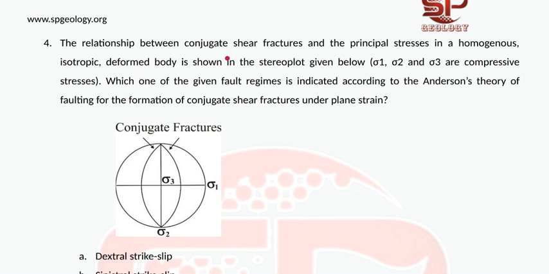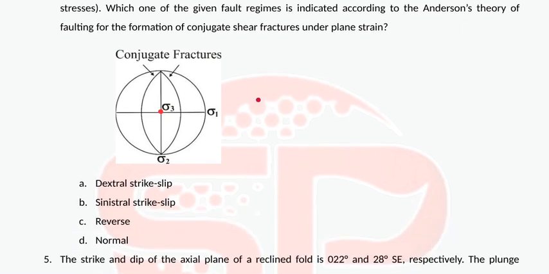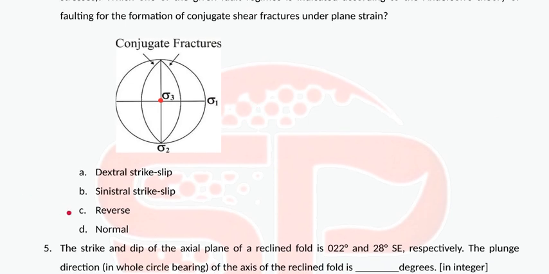The relationship between conjugate shear fractures and the principal stresses in a homogeneous isotropic deformed body is shown in the stereo plot. Sigma 1, sigma 2, sigma 3 are compressive. So here in this diagram you can clearly see sigma 3 is vertical. So when sigma 3 is vertical it will be a reverse fault condition. So the answer will be reverse.